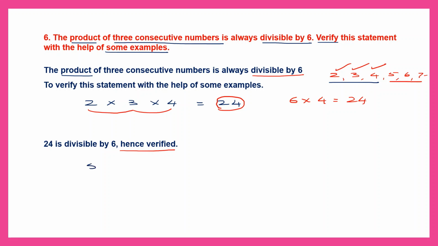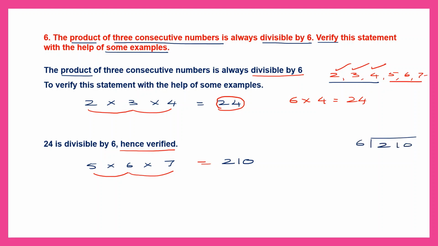So 5 into 6 into 7. Let's multiply. 5 sixes are 30. 30 into 7 is how much? Now 30 into 7, let's multiply and see. 7 zeros are 0, 7 threes are 21, 210. Now is 210 divisible by 6? Let's divide that and see. So we're going to divide 210 by 6.